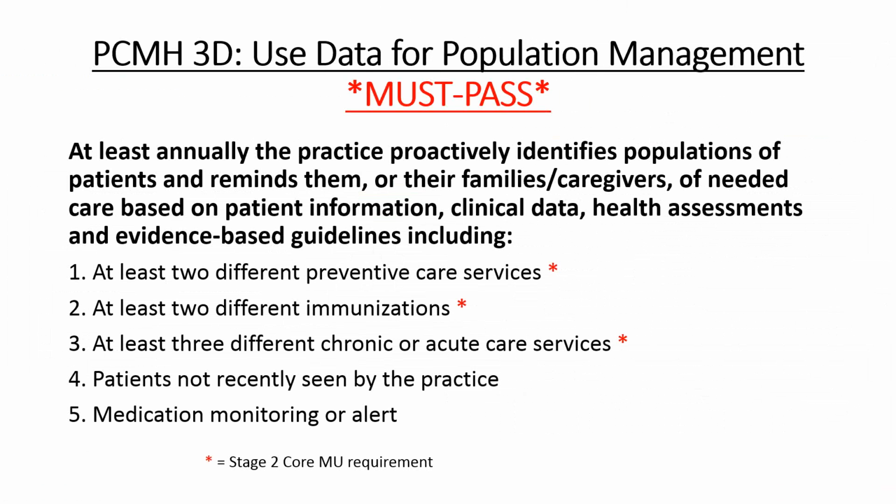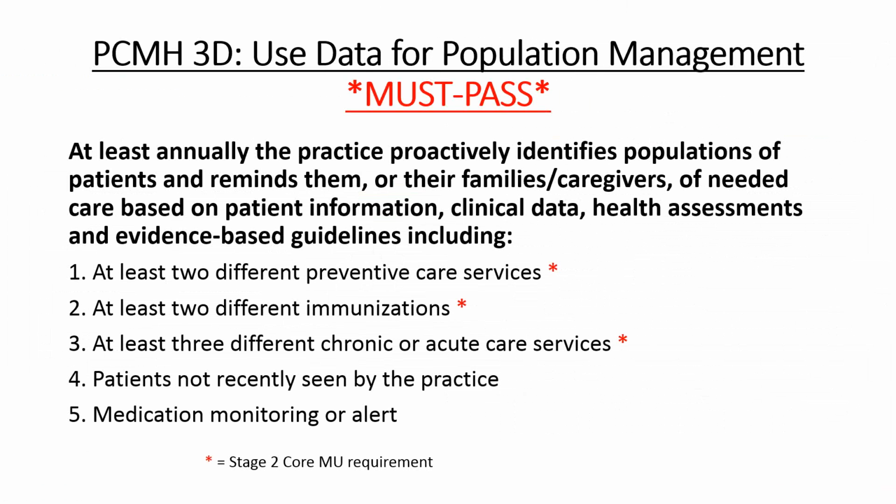This is using either mail, email, phone, direct encounters, whether it be when the patient is in the office or you speak to them one-on-one, giving those proactive reminders for various services. At least annually, the practice proactively identifies populations of patients and reminds them or their family of needed care based on patient information, clinical data, health assessments, and evidence-based guidelines, including, and then you can see there the 5 factors included here, and the first 3 aligning again with meaningful use requirements.